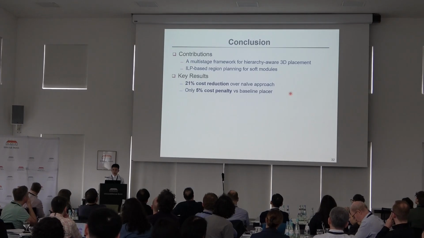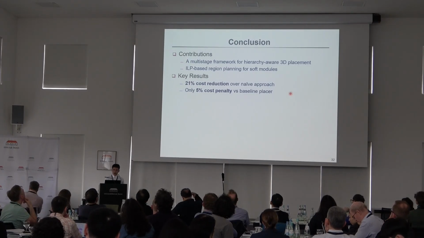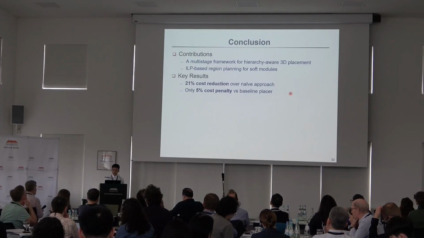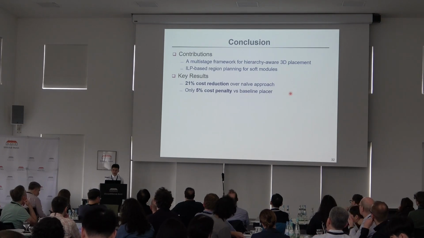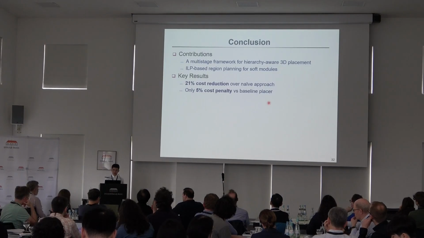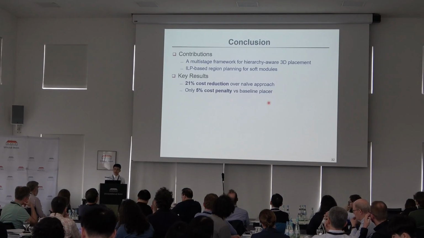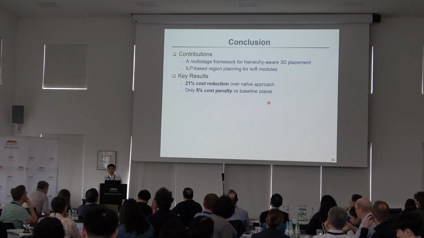To conclude, we propose a multi-stage framework for hierarchy 3D placement with an IOP region planning formulation for submodules. Experimentally, we achieved a 21% cost reduction over naive modeling, with only 5% cost penalty compared to a baseline Placer. Thank you.